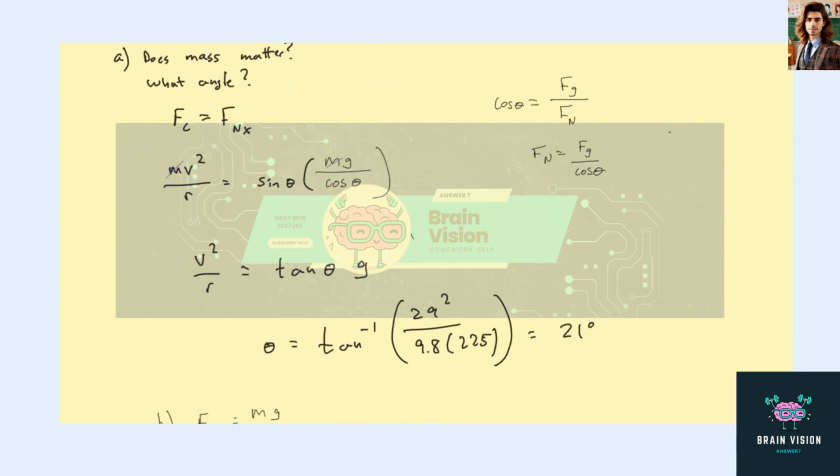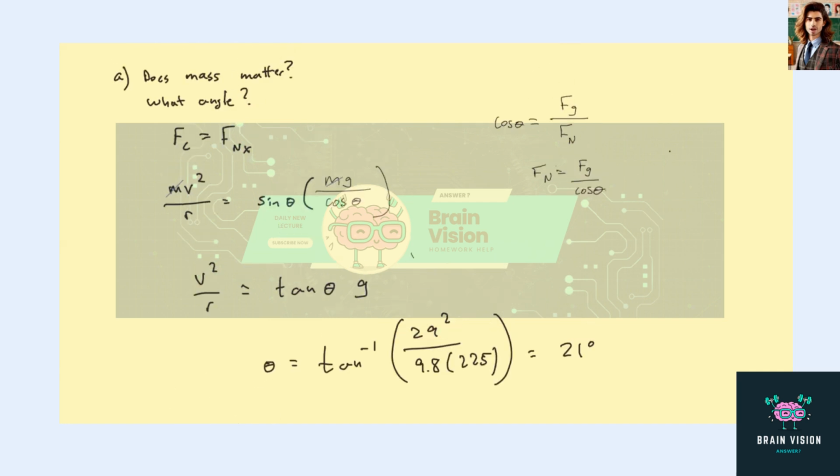And we get this. The angle is equal to the inverse tangent of 29 squared divided by 9.8 divided by 225. I moved the g over to the denominator on the left. We round this to two significant figures, we get 21. I think it comes out to around 20.9 degrees. So that's part A. Mass does not matter, and the angle is 21 degrees. We set it at 21, and they go 65 miles an hour. They're not going to slide down the curve, and they're not going to fly off of the curve.